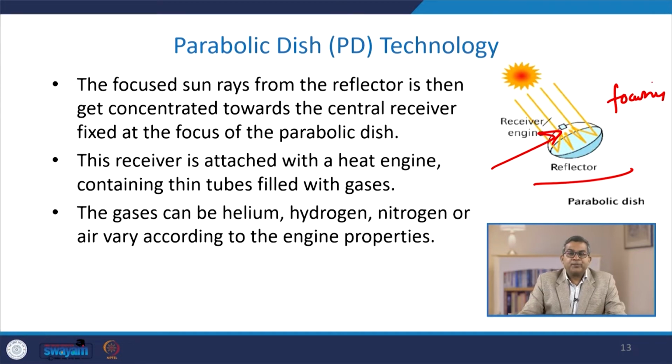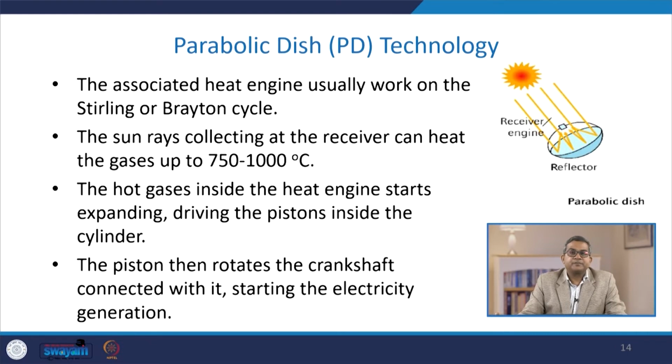Now, this receiver is attached to a heat engine containing thin tubes filled with various gases. These gases can be helium, hydrogen, nitrogen, or air, depending on the engine properties. The associated heat engine usually works on the Stirling or Brayton cycle. The sun rays collecting at the receiver, as you can see here, can heat the gas up to 750 to 1000 degrees Celsius.